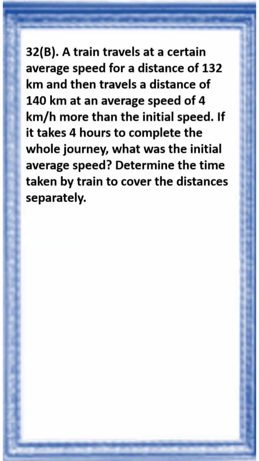The internal choice question, that is 32nd B. A train travels at a certain average speed for a distance of 132 km, then travels a distance of 140 km at an average speed of 4 km per hour more than the initial speed. If it takes 4 hours to complete the whole journey, what was the initial average speed? Determine the time taken by the train to cover the distances separately.